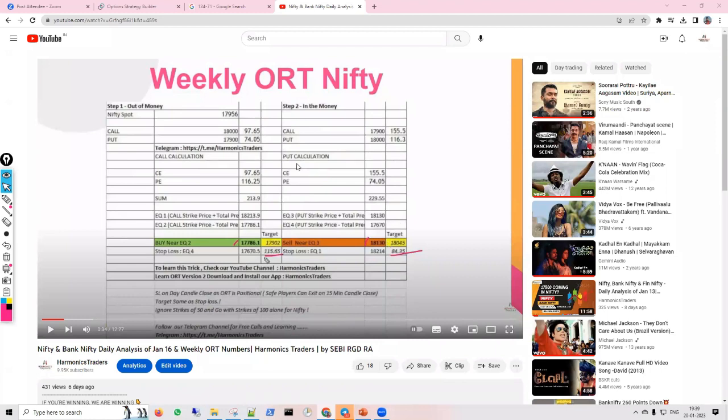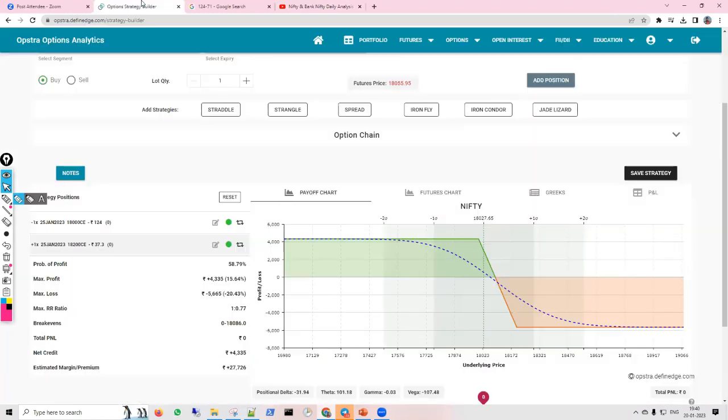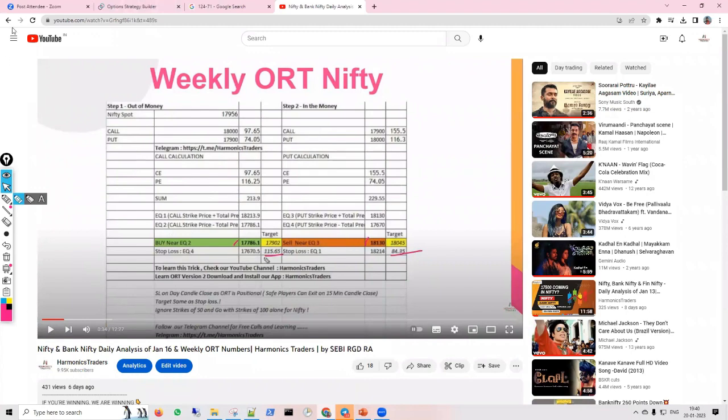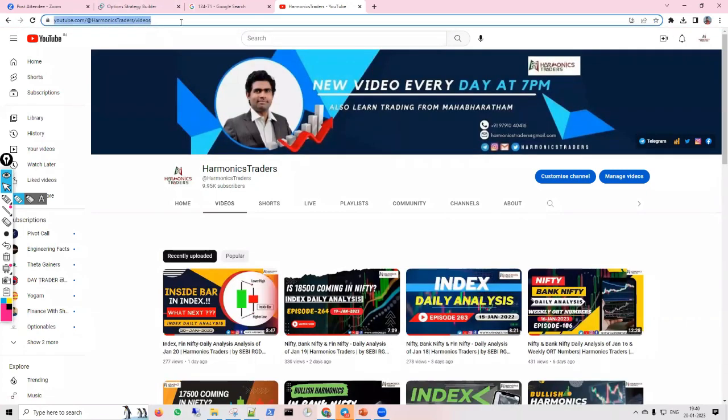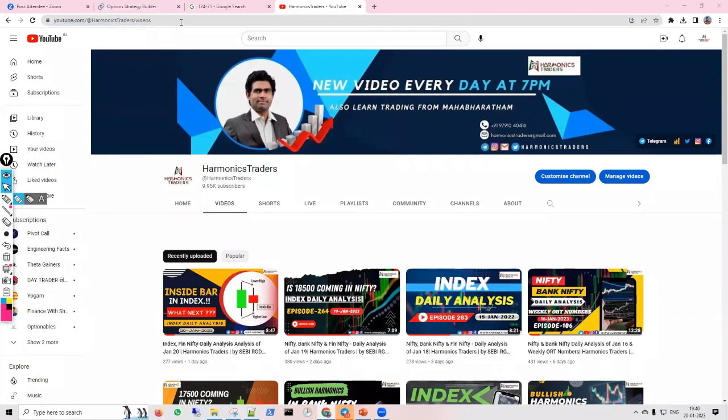So the question is when to deploy whenever these kinds of positional methods come in. In very simple terms, you could make use of the weekly ORT because these numbers are valid for the particular week. Whenever these numbers come, you could initiate the spreads accordingly. You could learn this for free. You can check everything on our YouTube videos. I don't want to spend time here. You could come here and check the ORT and anchor videos.